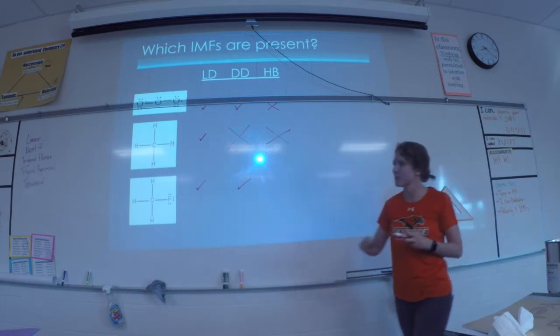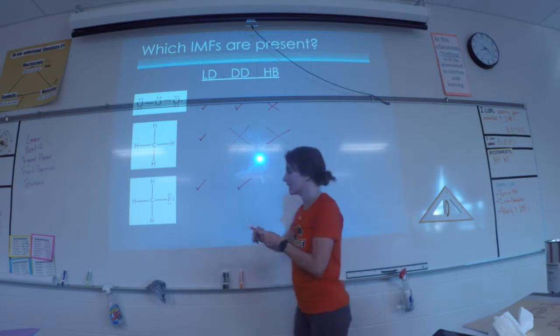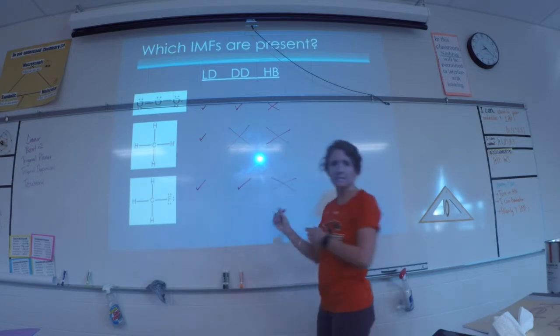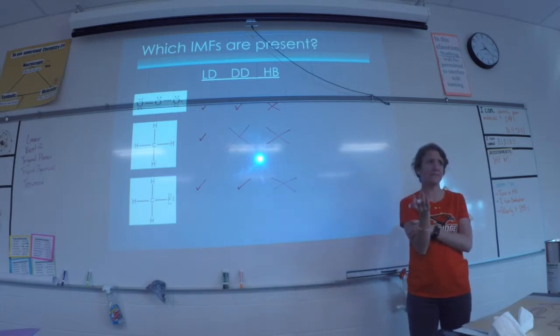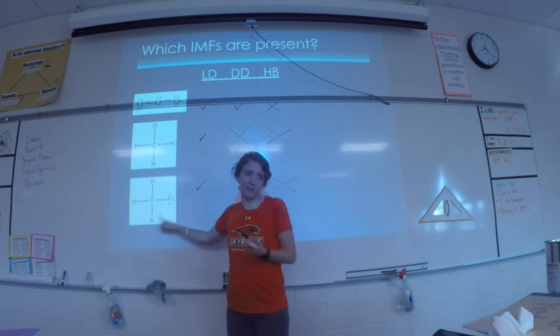Okay, shake your head yes or no on this last one. What do we think? Good, so it's still no hydrogen bonding. But why? It has an H, it has an F. But not directly bonded. Has to be directly bonded. They're not bonded to each other. There's no tug of war going on there.